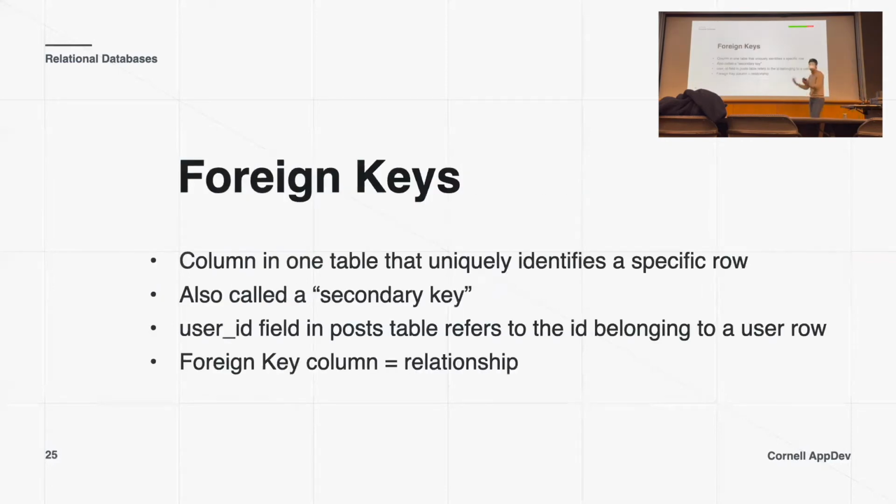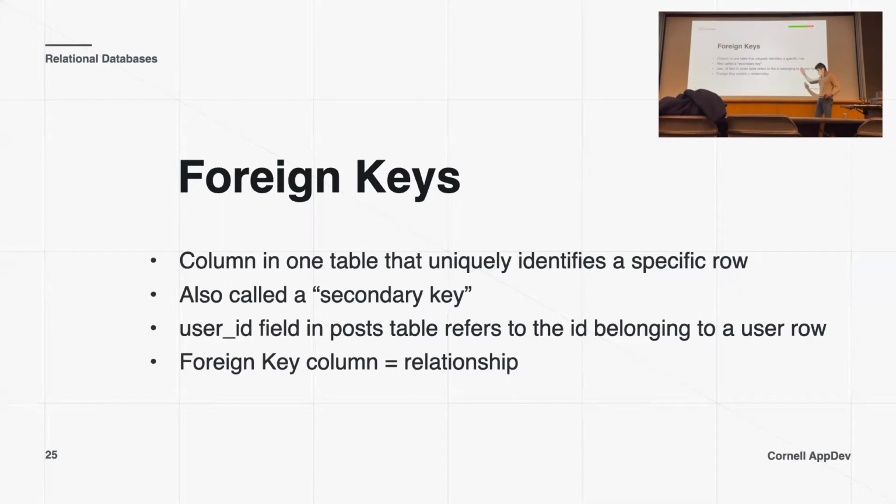So this is called a foreign key. A foreign key is a column in a table that references a row in another table. So the user ID column in our post table references the ID column in our users table. That's what's called a foreign key. You've noticed that the ID is usually called a primary key. Another name for a foreign key is a secondary key, so that's a little interchangeable term that you should know.